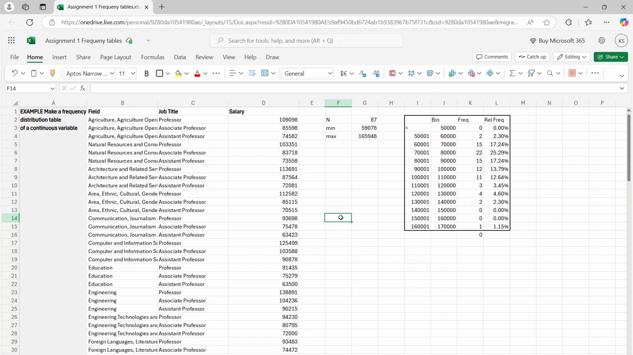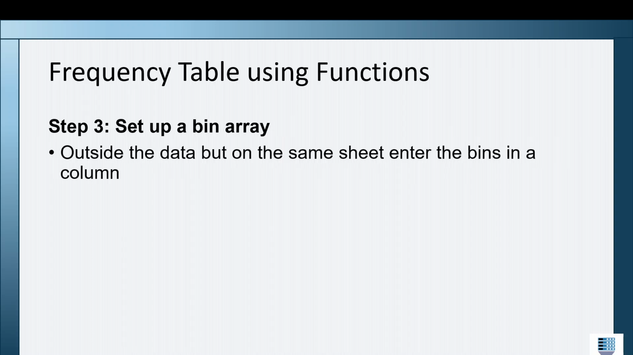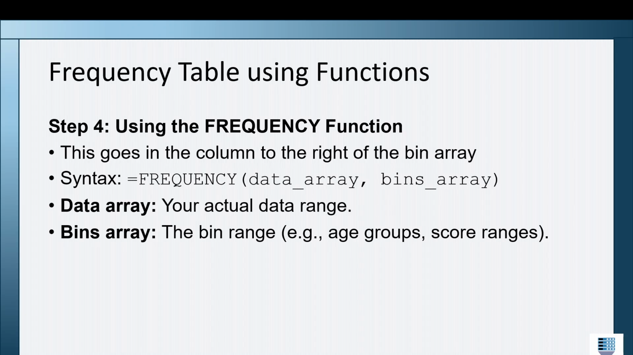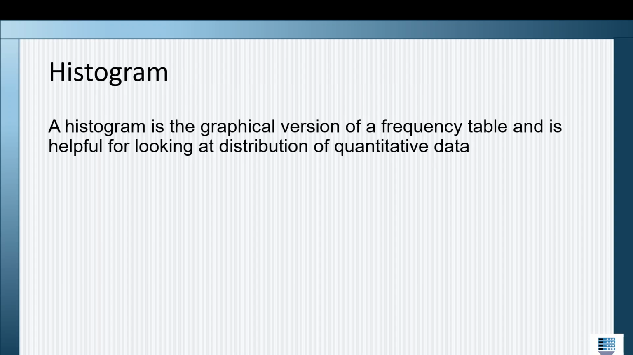Okay. So that's our two methods of doing frequency tables, with a pivot table for discrete or categorical, and then with the frequency function for continuous, because there is no other way to do this in Excel online unless we do it this way. Okay, so that was determining bid size. First I looked at the data, then I set up the bin array, and then I used the frequency function, and then I added a relative frequency column.